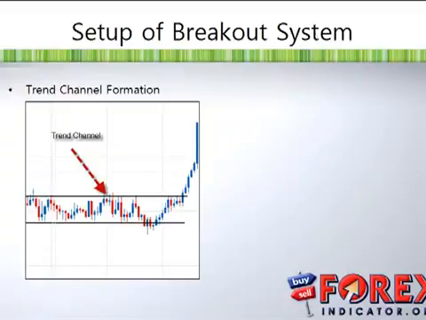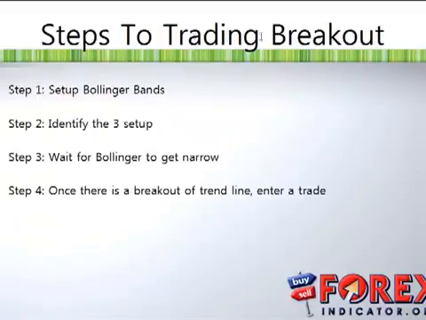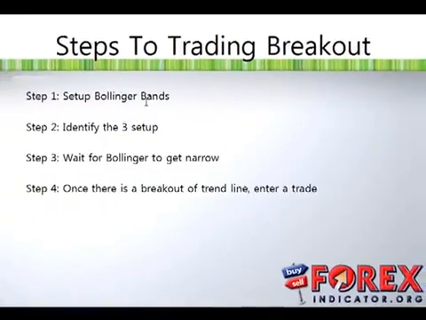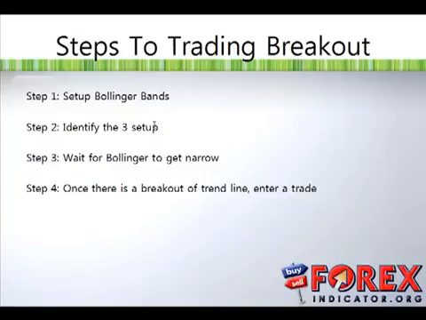Okay, so now we have to go through the steps to trading breakout. Step one is to set up the Bollinger Band. Step two is to identify the setup, any one of these three setups. Step three, wait for the Bollinger Band to get narrow to show a sign of consolidation. Step four, once there's a breakout of trend line, a valid breakout, like I said just now, you must enter a trade.